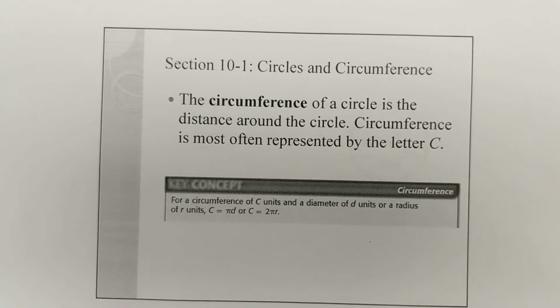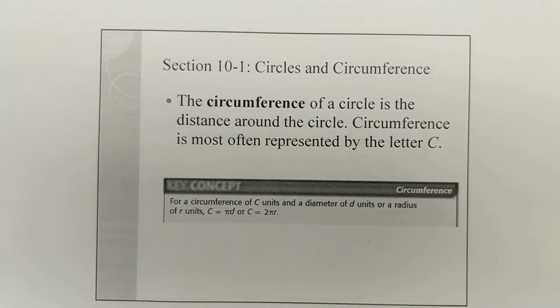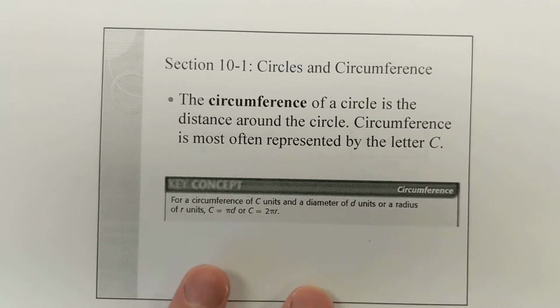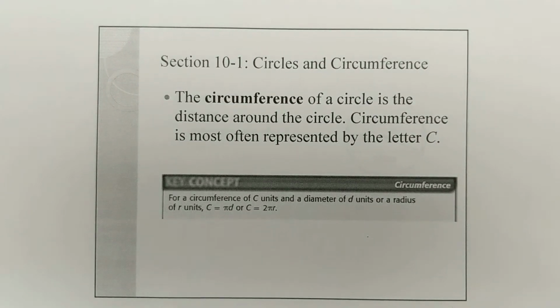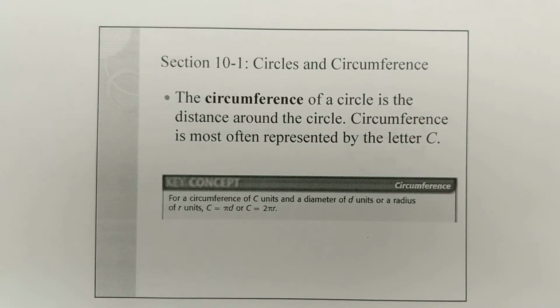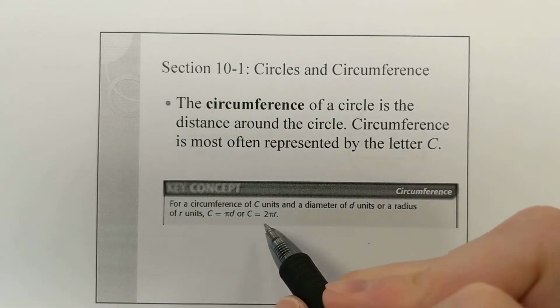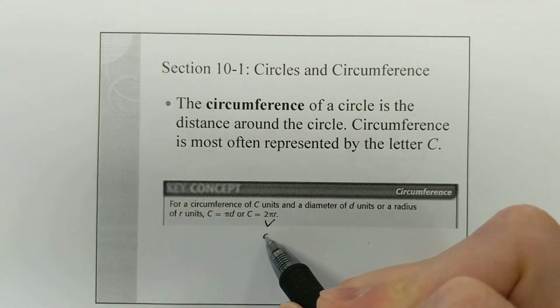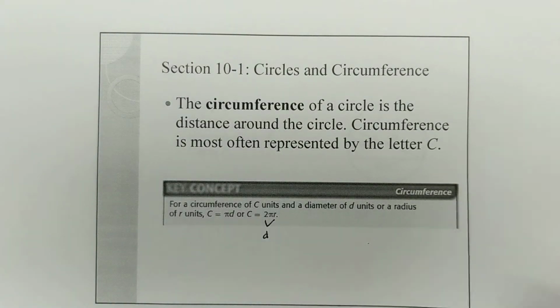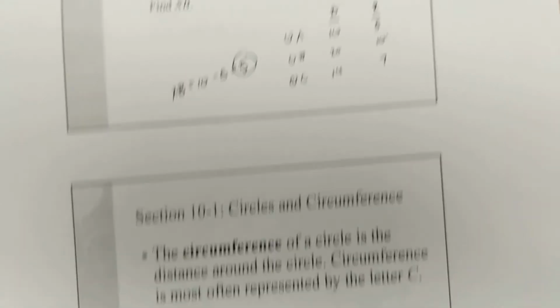Okay, down here, talk about the circumference. Circumference of a circle is the distance around the circle. Circumference is most often represented by the letter C. So for definition down there, for a circumference of c units and a diameter of d units, or a radius of r units, the circumference is either equal to pi times the diameter or 2 times pi times the radius. Now that makes sense because if you put the 2 and the r together, that is the diameter. So those two equations are equivalent to each other.